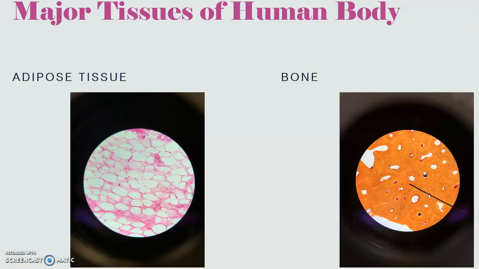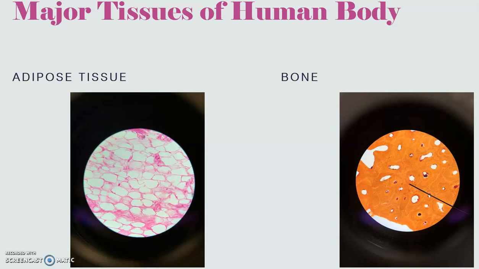Adipose tissue and bone are also additional examples of connective tissue. Adipose, known as fat, would be our fat cells. This is where we're going to store energy. Adipose tissue. Bone is going to be another example of connective tissue, and this is hardened cartilage.